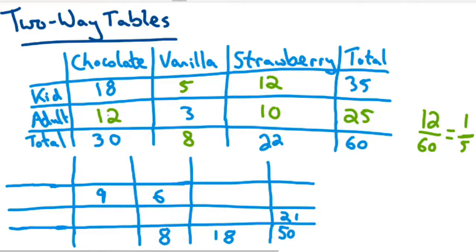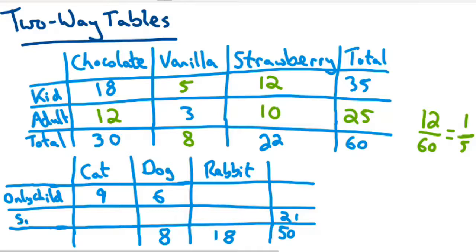So if we're happy with that, let's have a go at a question for yourselves. We're going to have some different variables this time. Let's say what pets people have. So these people have a cat, these people have a dog, and these people have a rabbit. And these people then in the rows are going to be only children. And then the second row are people who have siblings.